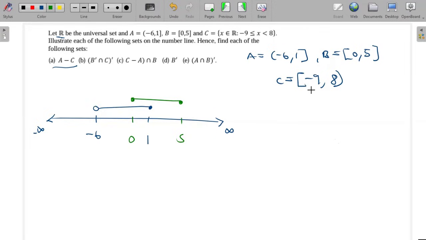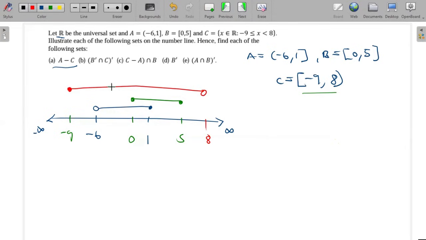And then the other set, -9 to 8. Let's say -9 is there and 8 is there. It is closed at -9, so we shade in all the way to 8, where it is open. So these are the 3 sets. This is how they would look.